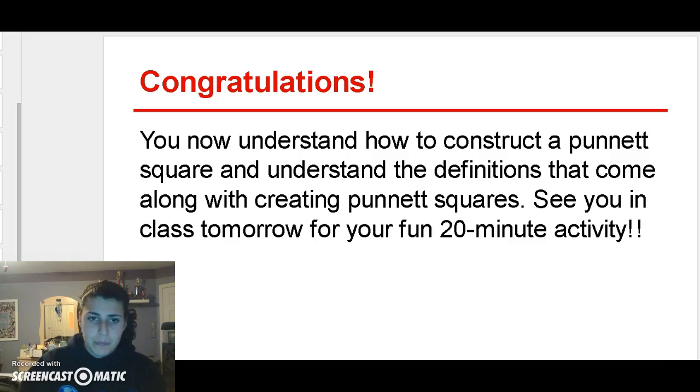Okay, so congratulations, you now understand how to construct a Punnett square and understand the definitions that come along with creating Punnett squares. I will see you in class tomorrow, and we will be having a fun activity. It's 20 minutes long and will get you more used to creating Punnett squares, what happens when different alleles meet with other alleles, and what the probability of children can be.